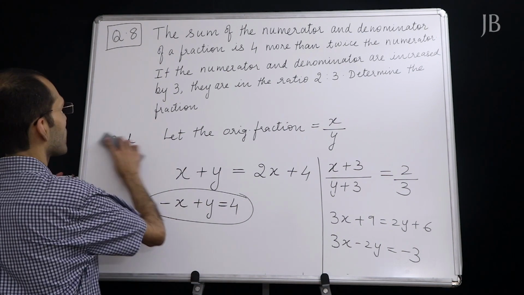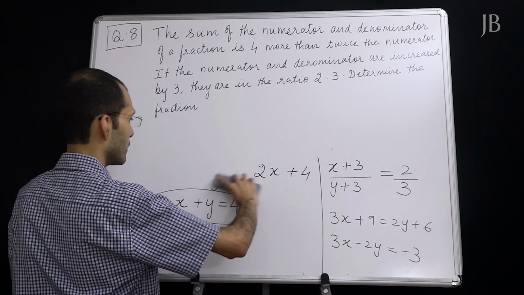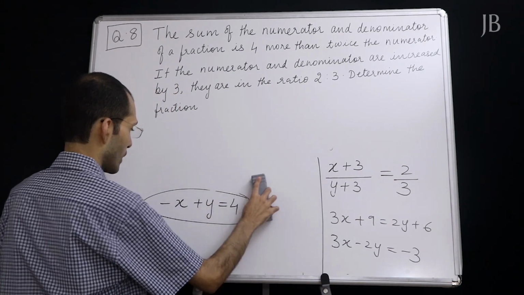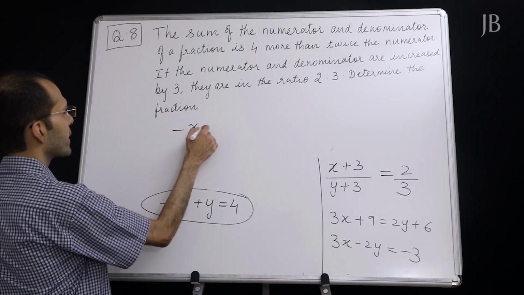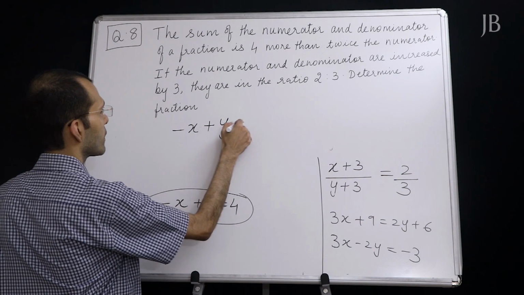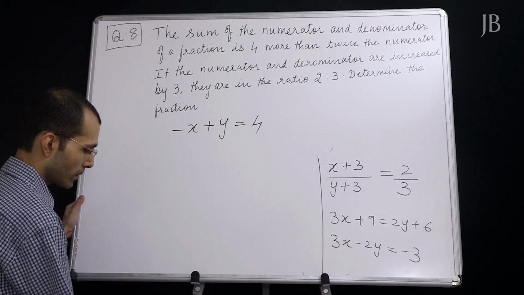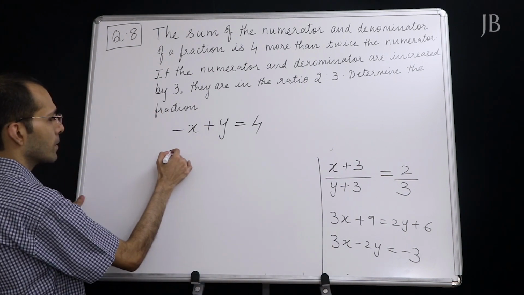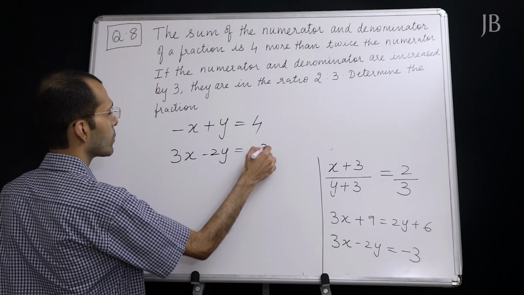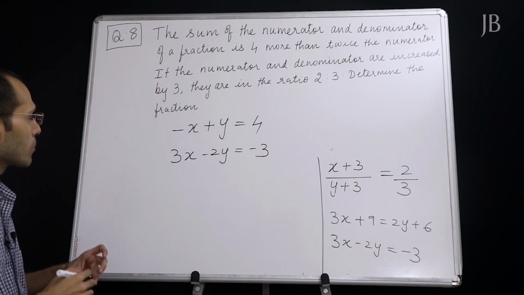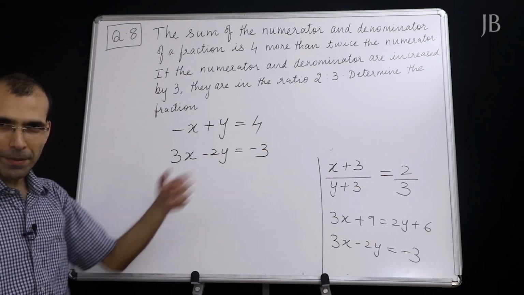So let us now solve these equations which we have just obtained. This is minus x plus y equaling 4, and from here 3x minus 2y equaling minus 3. How do we go about this? The first equation we can multiply by 3.